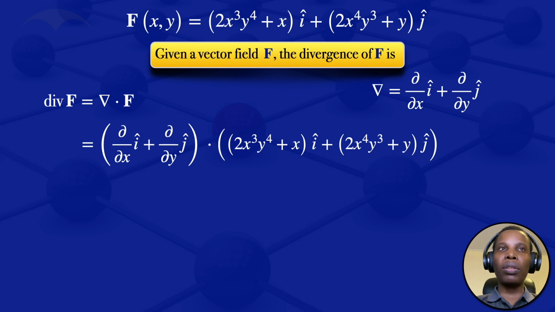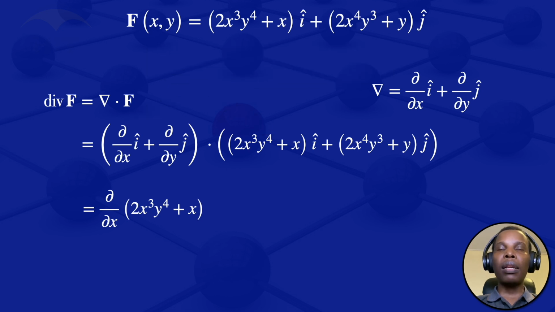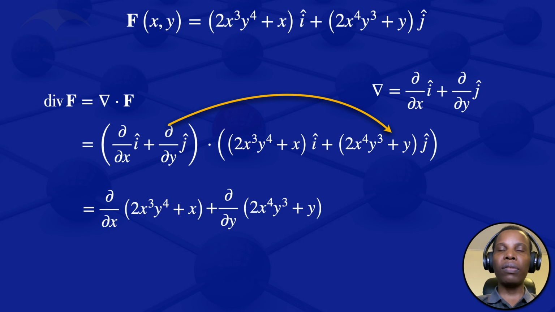So we have the partial derivative with respect to x of 2x³y⁴ + x. I'll write it down: the partial derivative with respect to x of 2x³ multiplied by y⁴ plus x. Then go on and look at the elements where we have the j. So we have the partial derivative with respect to y of 2x⁴ multiplied by y³ plus y. I'll write down this partial derivative there.